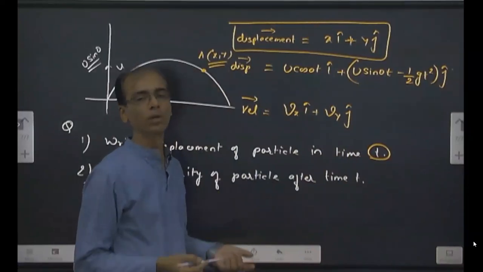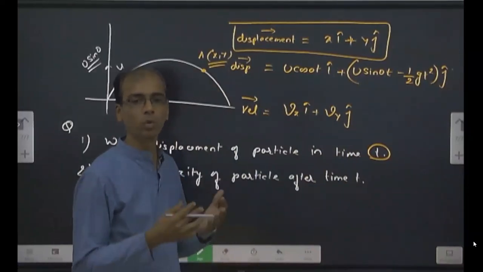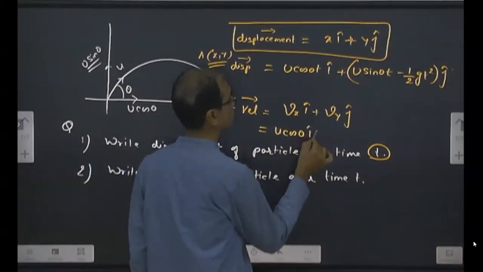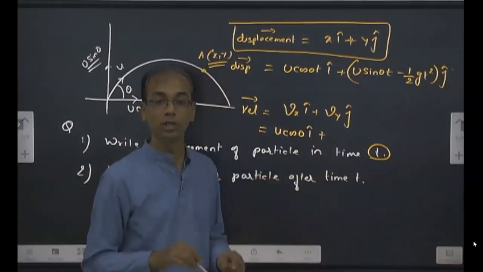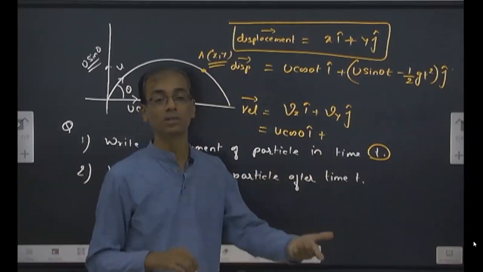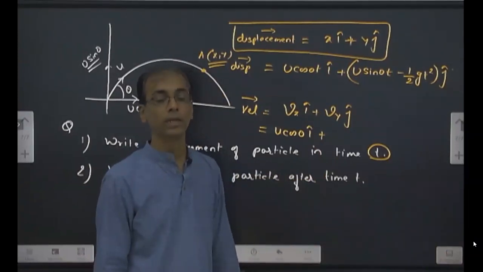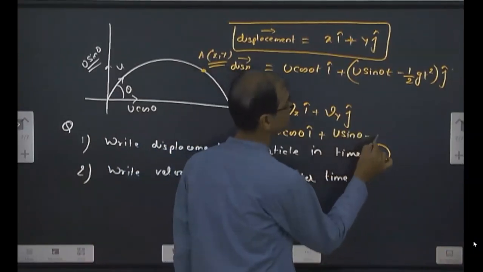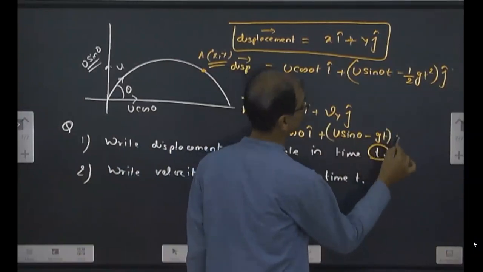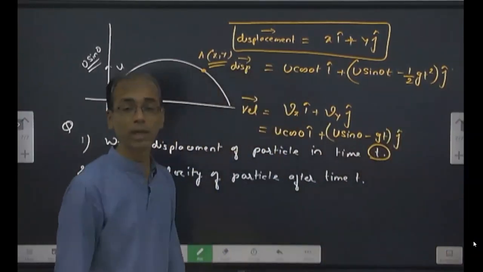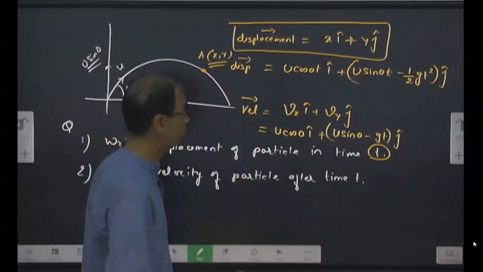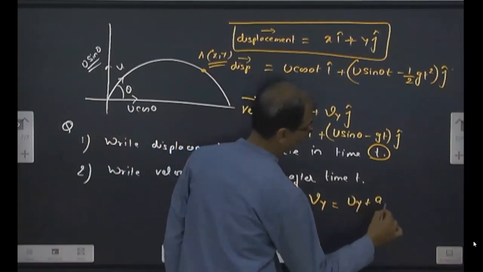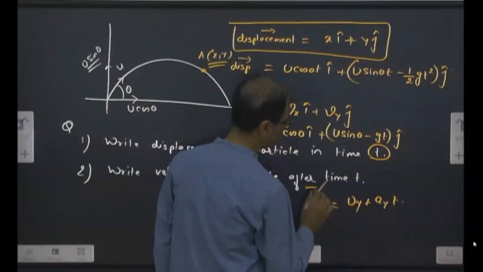Vx is Ux only because along the x-axis velocity doesn't change. So this is u cos theta. But Vy changes. Vy is actually Uy minus gt. U sin theta minus gt. Somewhere I have written it when we were finding velocity at the topmost point. I wrote this: Vy equal to Uy plus Ay into t. Okay. Remember this always.